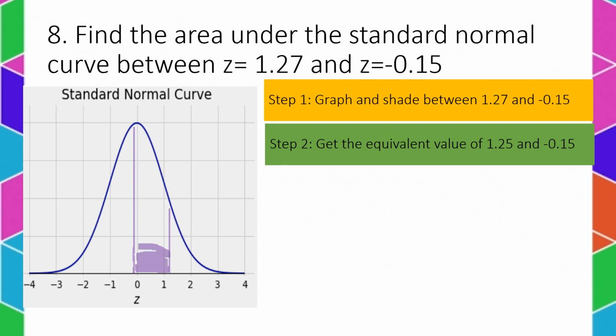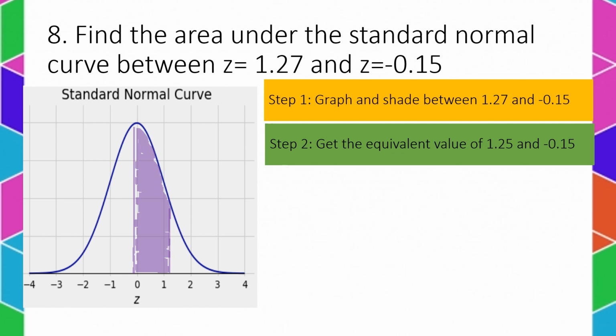Okay? So, ito na yung area. The region that corresponds between 1.27 and negative 0.15. So if you notice, the graph is less than 50%, right? So dapat yung computations na makukuha natin is less than 50%. Hindi dapat lalagpas ng 50% yung area na makukuha natin. Okay?